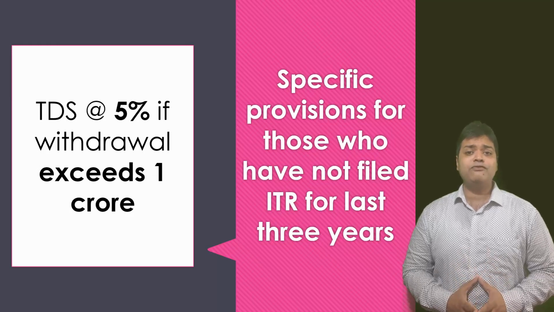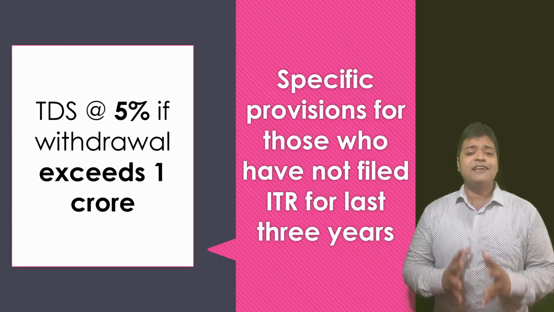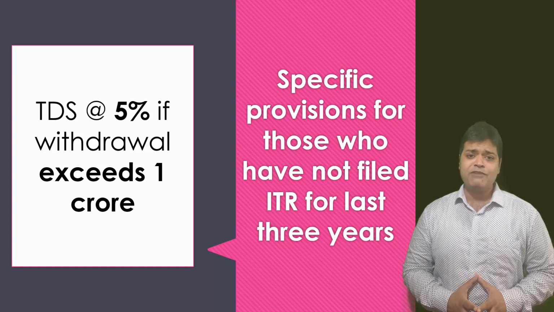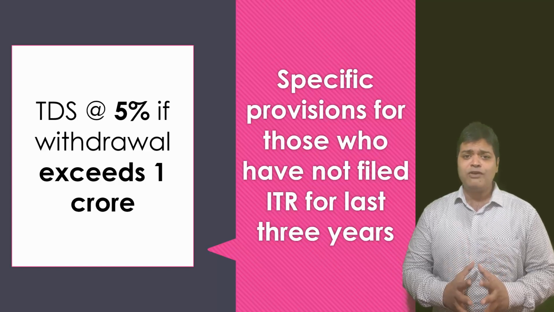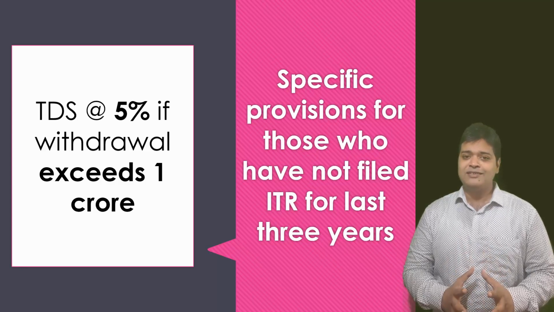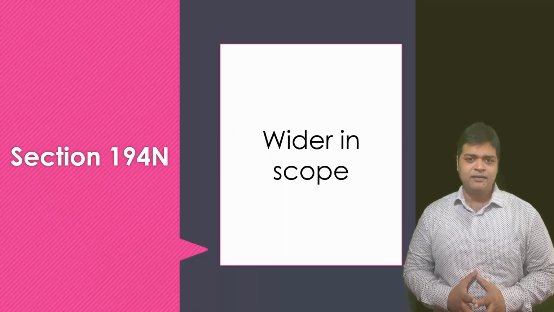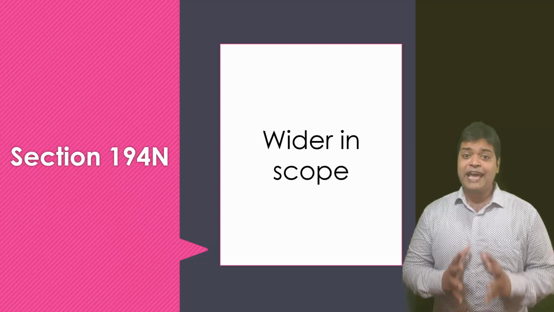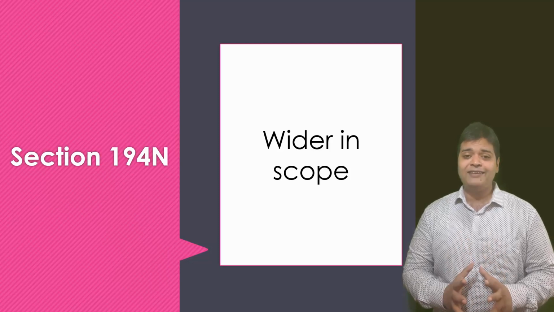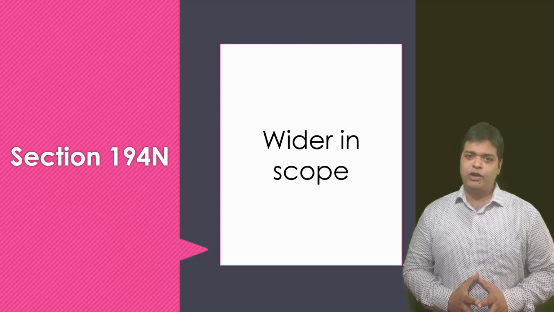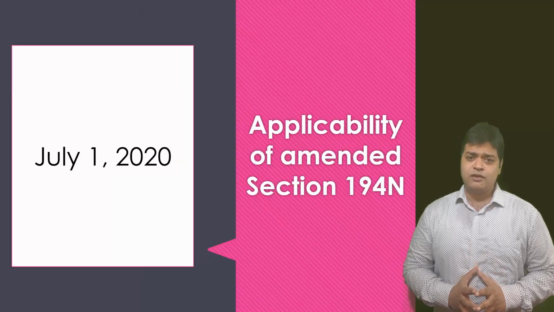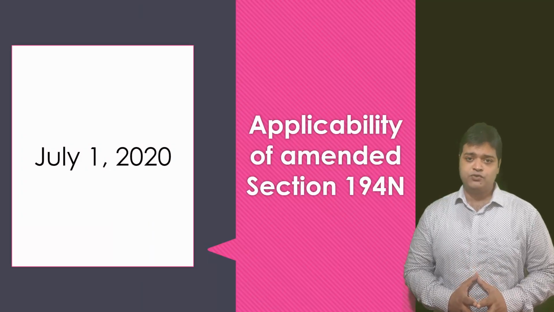And TDS at the rate of 5% shall be deducted if the recipient, that is the person who is making withdrawals from bank, has not filed his tax returns for 3 years and withdrawal during the year exceeds rupees 1 crore. In this manner, the scope of TDS on cash withdrawal has been made wider under the amended Section 194N. These new provisions will be applicable from July 1, 2020.